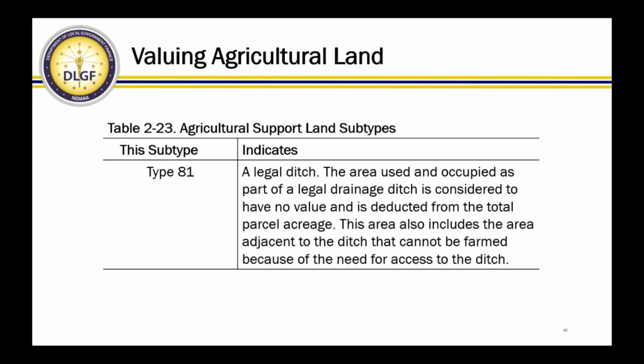Type 81 is a legal ditch. And for a legal ditch, this is the area used and occupied as part of a legal drainage ditch. It really has no value, and therefore it's deducted from the total parcel acreage. And you'll see this a lot. Again, if you drive by on the interstate, you see a farm, and between the interstate and the farm, you may see a ditch or two. That area is typically going to be used for runoff water. And it's not going to be farmed, but it is there, but it's not going to be accessible.